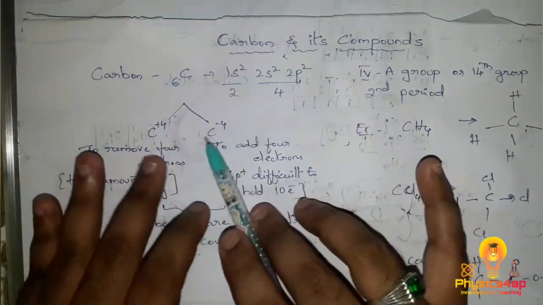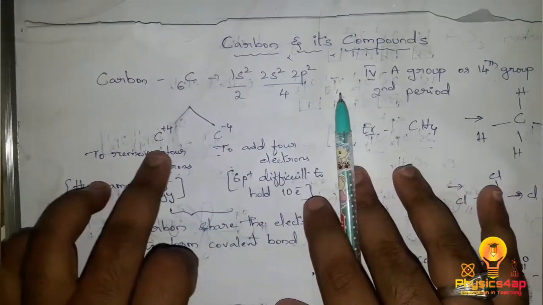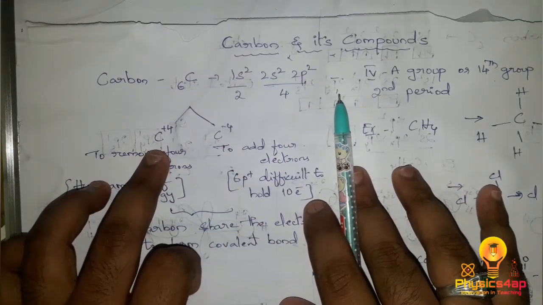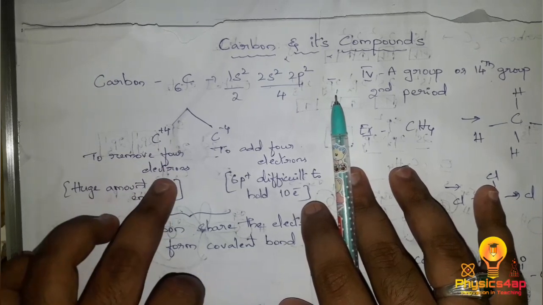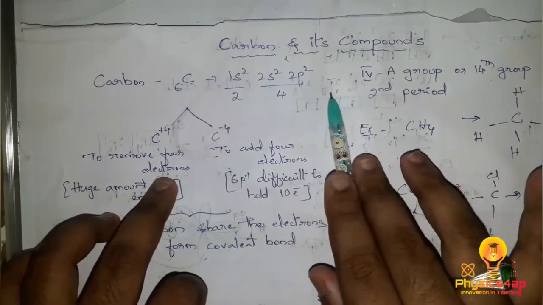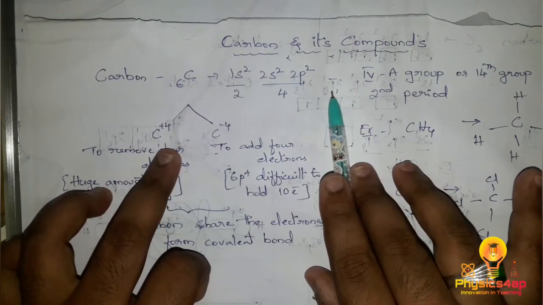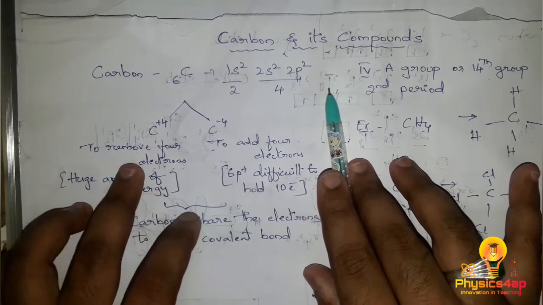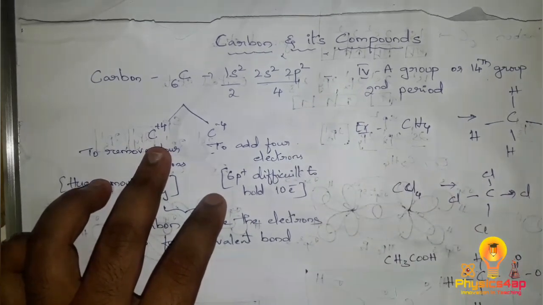Now let us see whether these are possible or not. Let us see for the cation, that is C+4. C+4 is nothing but removing 4 electrons. So when we remove the 4 electrons we get C+4.